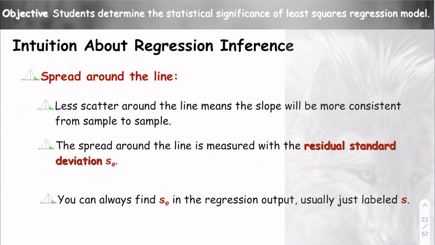And the less scatter around the line means the slope will be more consistent. The spread around the line is measured with the residual standard deviation, or S sub e. You can always find S sub e in the regression output, and it's usually labeled S. And this is a little confusing piece because there's no subscript. So if you see S, it's the same thing as S sub e, or the residual standard deviation.